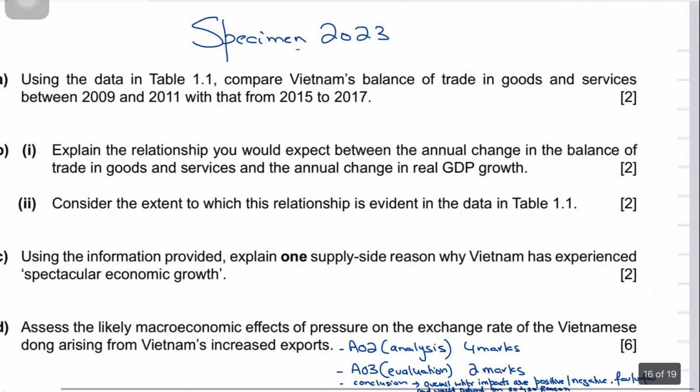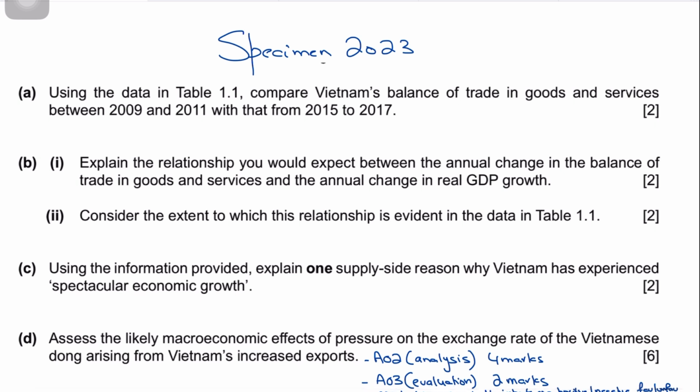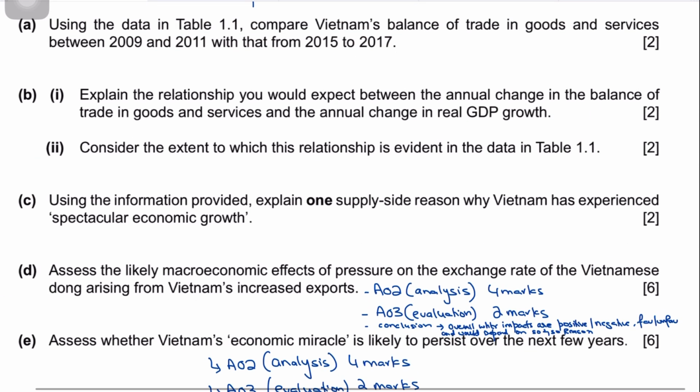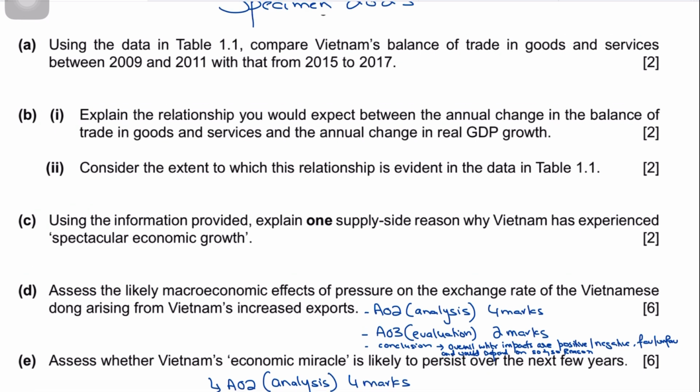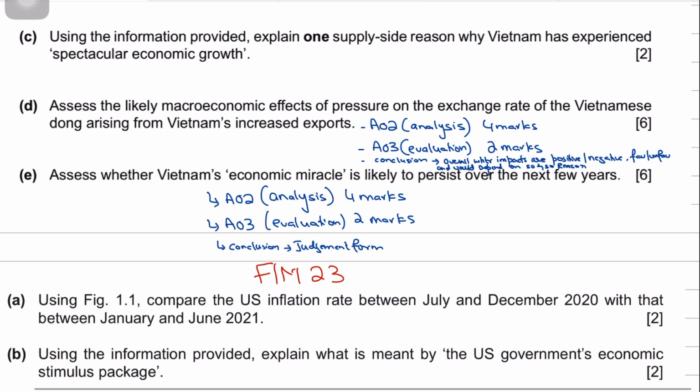So for example, I'll try to explain further using a specimen. By the way, I've solved the specimen paper on my YouTube a couple of days back. The 6-mark questions will come after a 2-mark question, either as 2 and 6 or 4 and 6, depending on the examiner's choice. So: assess the likely macroeconomic effects of the pressure on the exchange rate of the Vietnamese dong arising from increased exports. For a question like this, you don't need to explain why the exchange rate would appreciate, or what an appreciation of an exchange rate is.